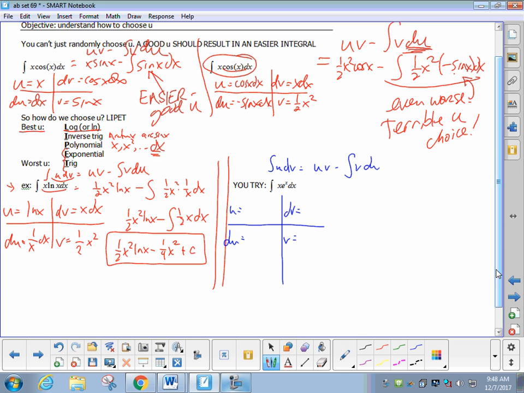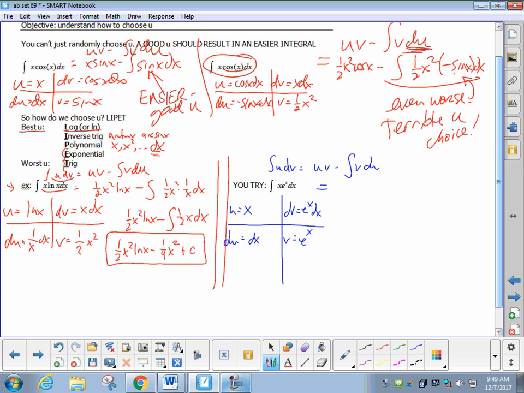So what's u? We don't have log. We don't have inverse trig. We do have polynomials. So u is x. dv then is e to the x dx. The derivative of x is dx, and the antiderivative of e to the x dx is e to the x. Those are nice pieces to work with.